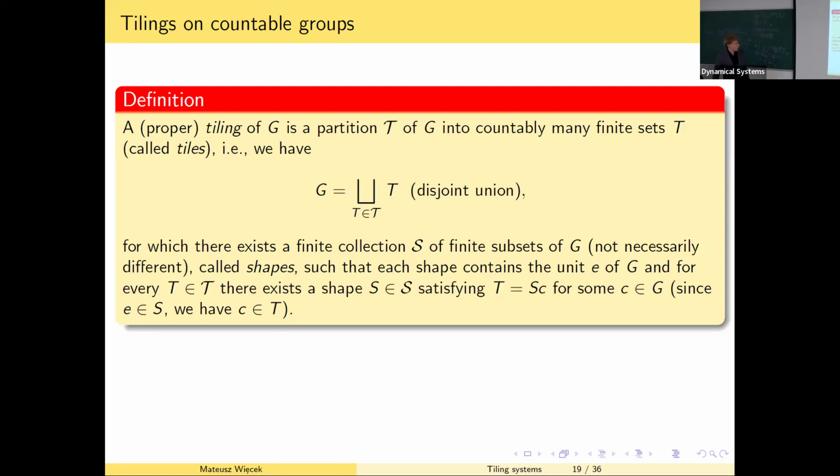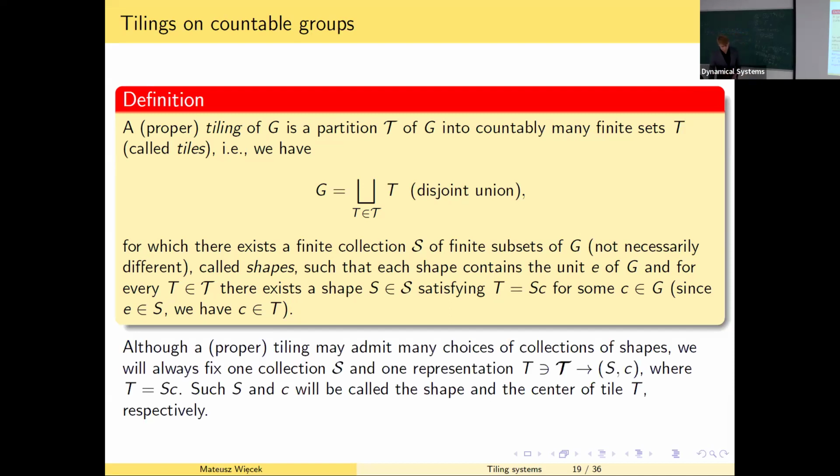And every such tile is actually some set S from this family shifted by some element C. This collection of subsets is called the collection of shapes in this case. Because in the latter part I will only use proper tilings, I will skip this adjective. So whenever I talk about tilings, I will always mean proper tilings.